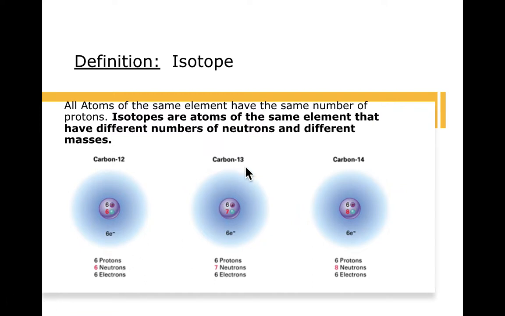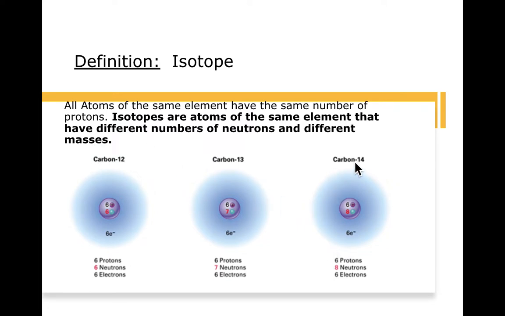Now here's carbon-13. We know carbon has 6 protons, so if it's carbon-13, and that's the mass number here, which is protons plus neutrons, we can see this particular atom of carbon has 6 protons and 7 neutrons. 7 and 6 add up to 13. Carbon-12 and carbon-13 are isotopes of each other. They're atoms of the same element that have different numbers of neutrons and different masses, mass numbers.